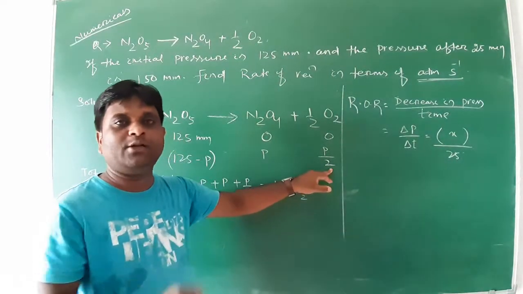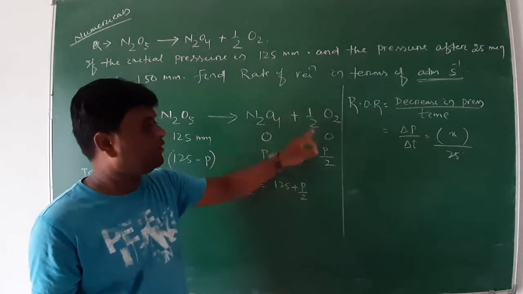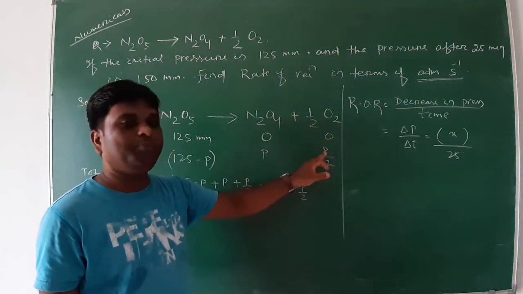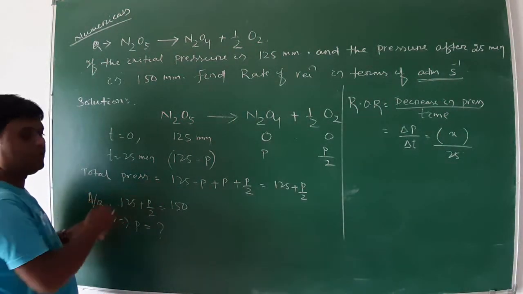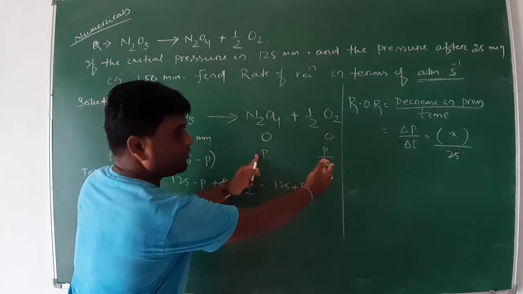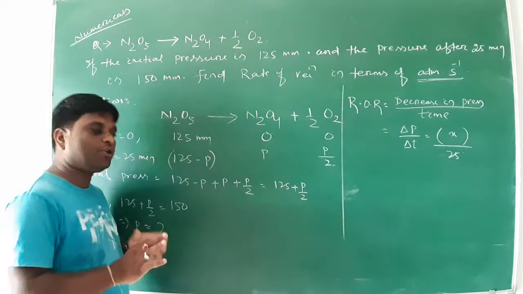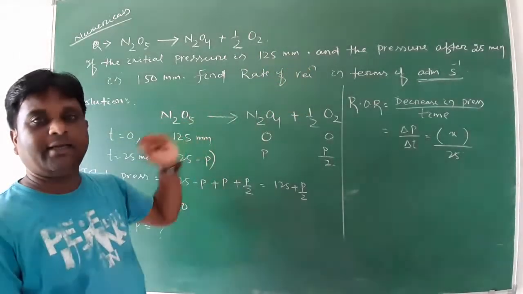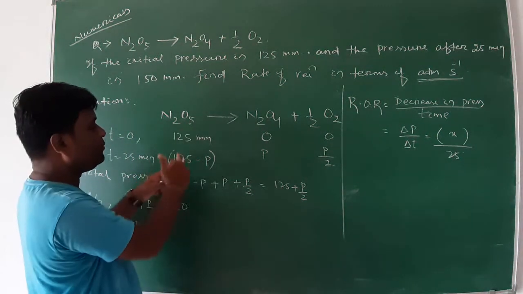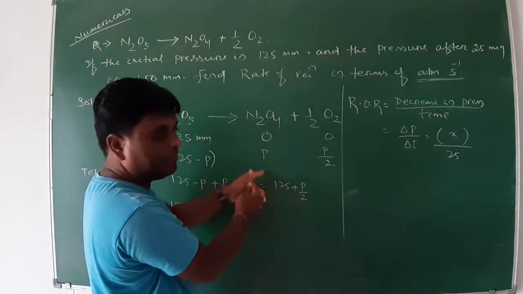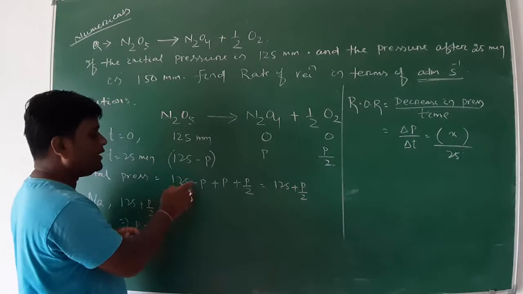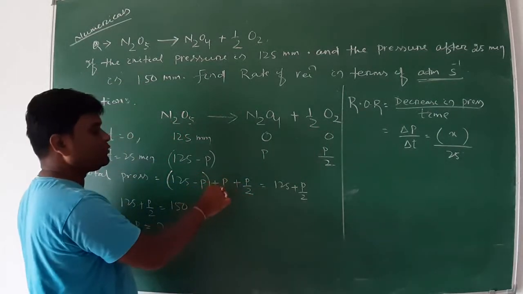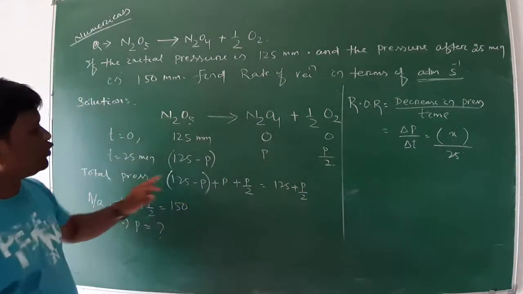Why is it P by 2? Initially we have discussed, here it is 1 by 2 mole. So 1 by 2 into P means for 1 mole the decrease of pressure is P and for half mole the pressure will be P by 2 here. So total pressure means pressure of the reactant plus pressure of the products, because the reaction has not completed till now. If the reaction were complete, the pressure of the reactant would be 0. But according to the question, after 25 minutes we are analyzing the pressure. So after 25 minutes, the pressure of N2O5 will be 125 minus P, pressure of N2O4 will be P and pressure of oxygen will be P by 2. So 125 minus P plus P plus P by 2, minus P and plus P cancel. It will be 125 plus P by 2. So this is the total pressure after 25 minutes.